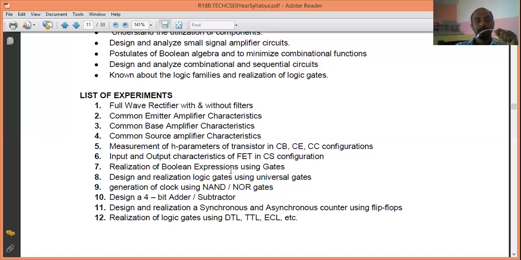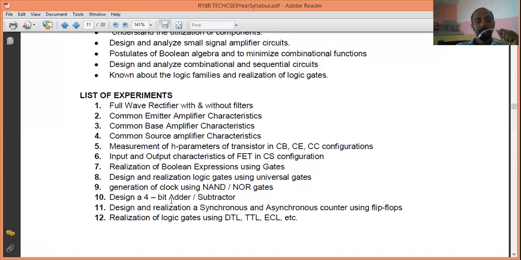You will be realizing some Boolean expressions using gates. You will simplify the Boolean expression and realize it using gates. Then you will realize the universal gates. Can anybody tell me what universal gates are? You will be using the NAND gate and the NOR gate. You will be doing how NAND gates and NOR gates can be used as universal gates, to realize all the other gates. That is why they are both called universal gates.